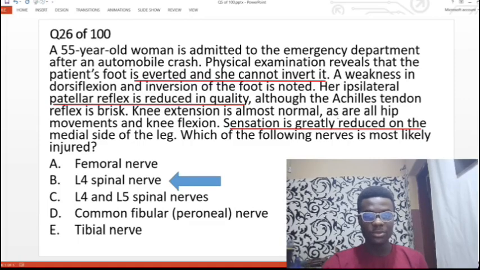Same with the hip movement. The hip movement is majorly controlled by the L5 and the S1. The knee flexion is also majorly controlled by the L5 and the S1. That is why all these things are still normal. So it means the L4 and L5 spinal nerves option is not the correct answer.